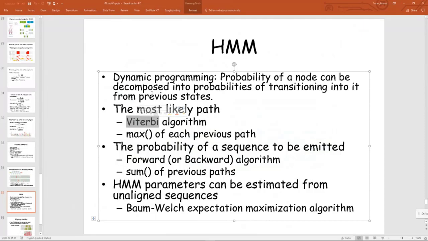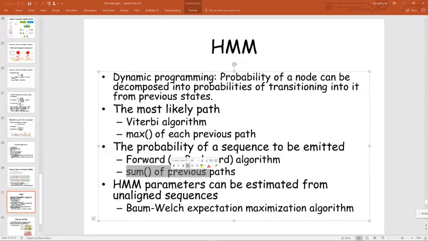At each step, you find the probability of getting to a state, and when you try to find the probability of the next state, you make use of the connections getting into that state and use the largest one. The probability of a sequence being emitted has a very similar strategy, and those are called the forward or backward algorithm, and that essentially sums up all the previous paths rather than taking the maximum.